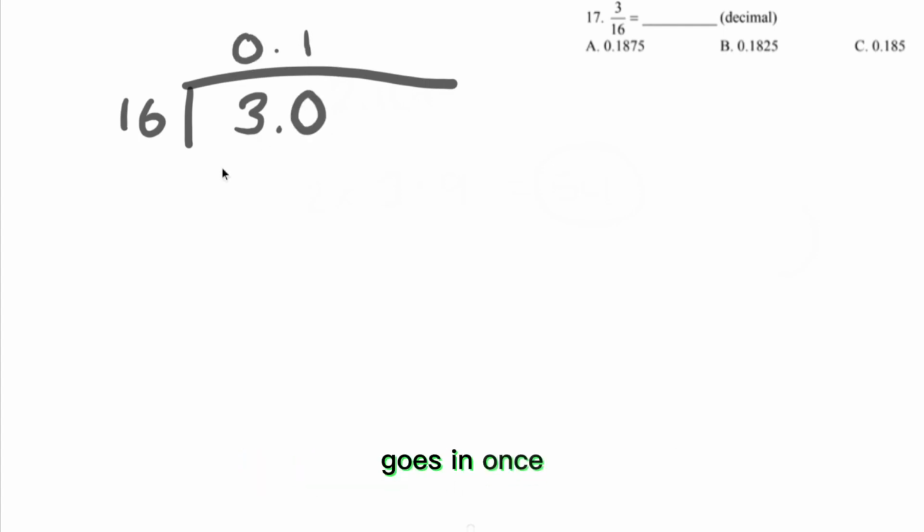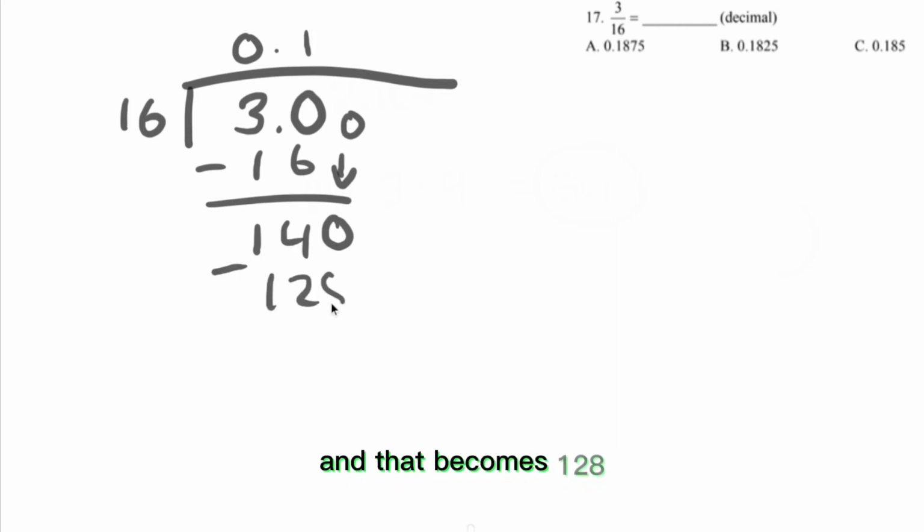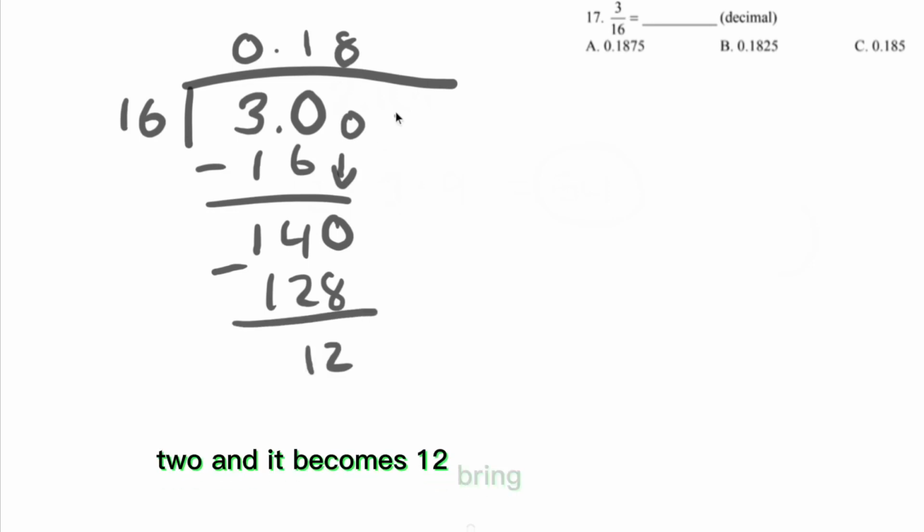It goes in once. So you subtract 16, you get 14. Now you bring down another 0. How many times does 16 go into 140? It goes in 8 times, and that becomes 128. And this becomes 12. You bring down another 0.